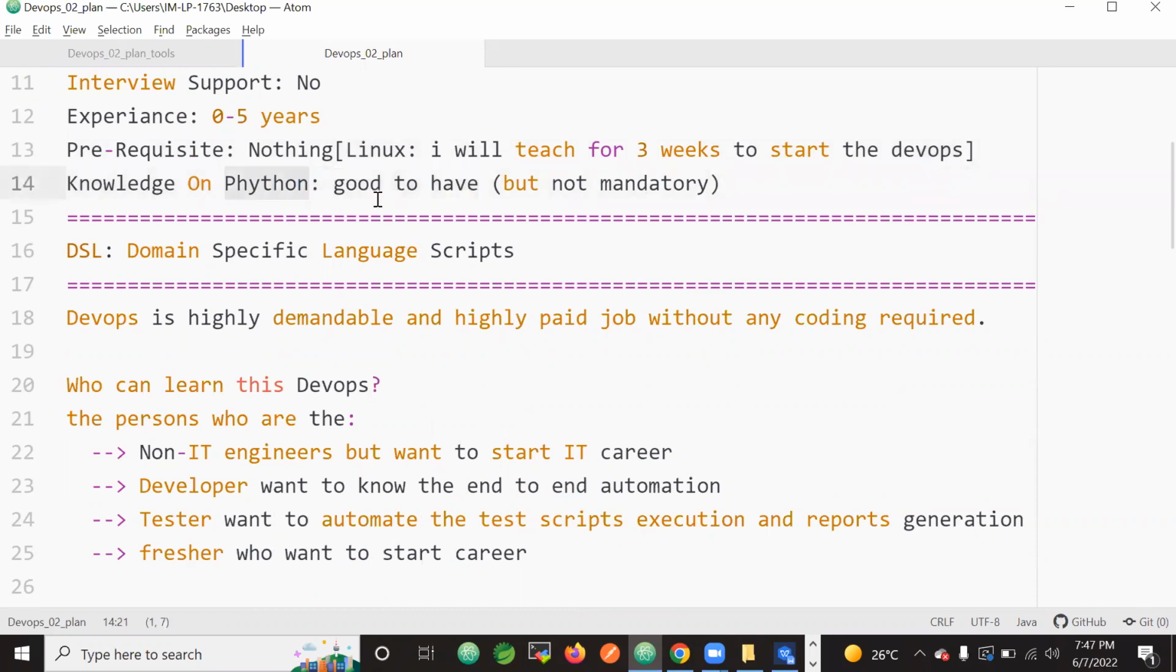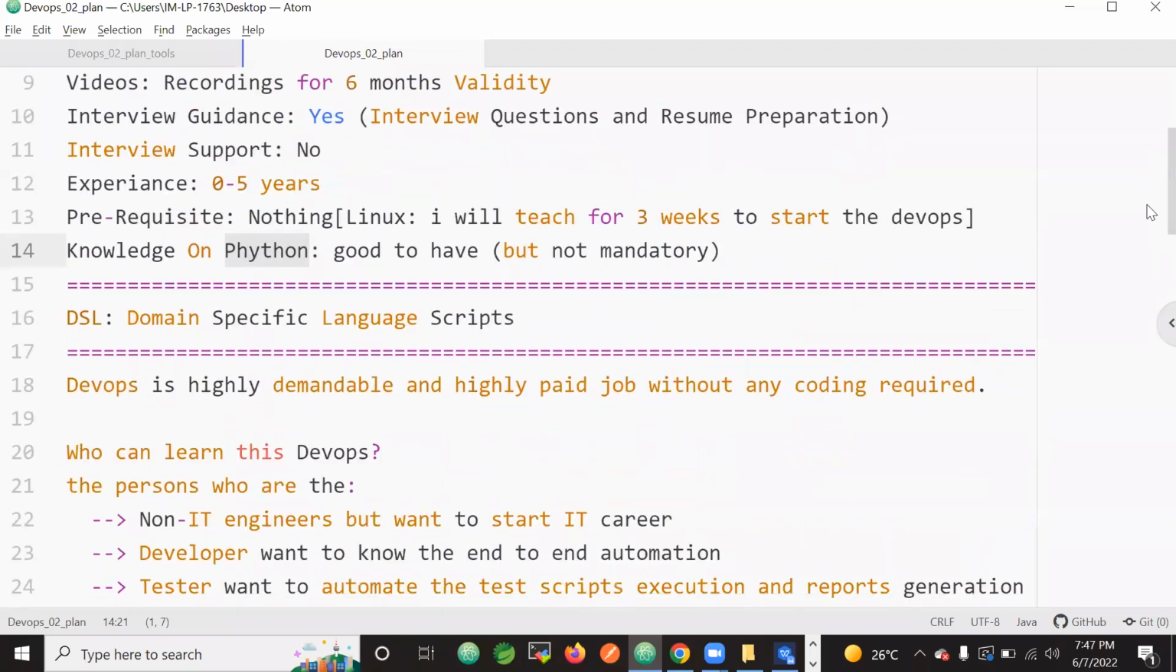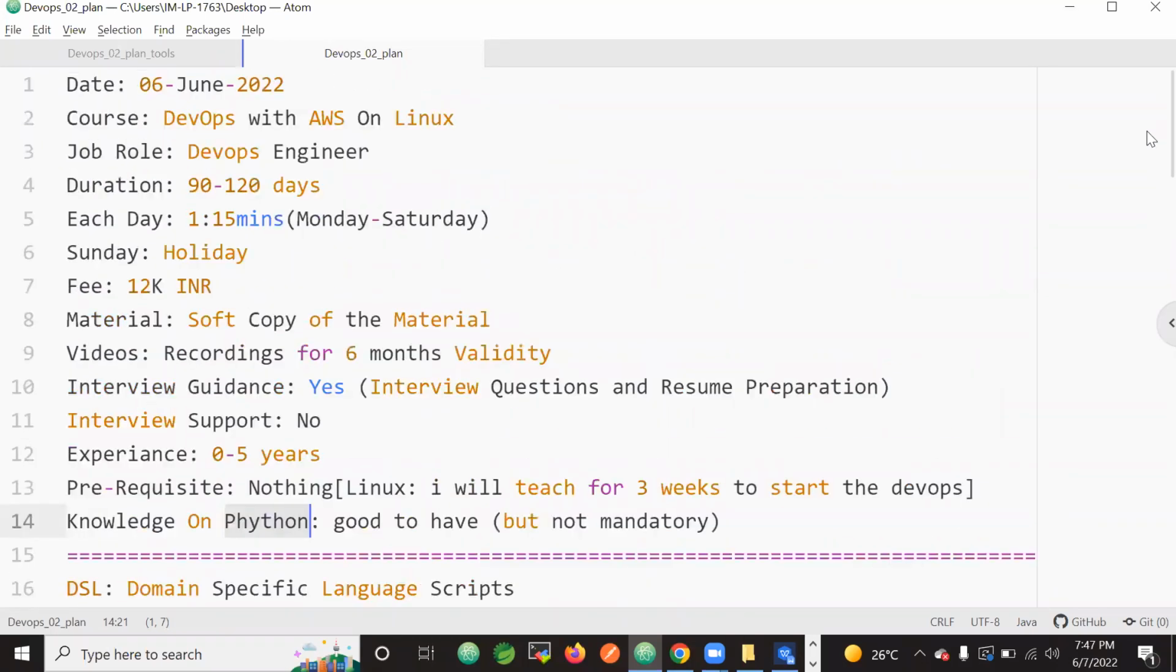If anyone is a Python developer, I strongly suggest this DevOps with AWS course is the right choice for them. Okay, so that's all about this course and today's session. Any questions for me? Any doubts? Clear. Okay. Great, superb.